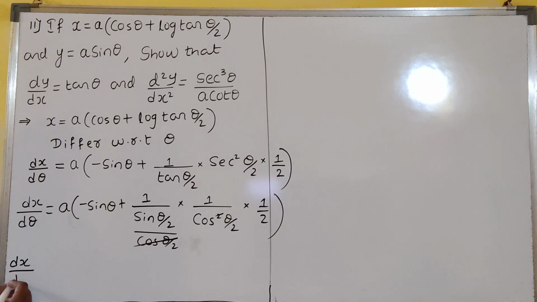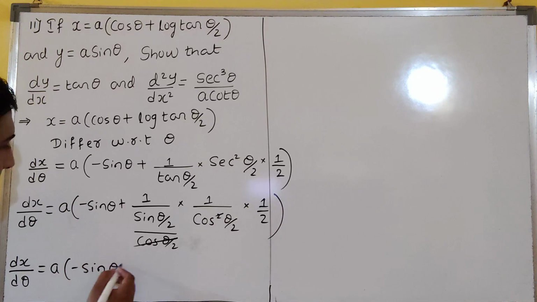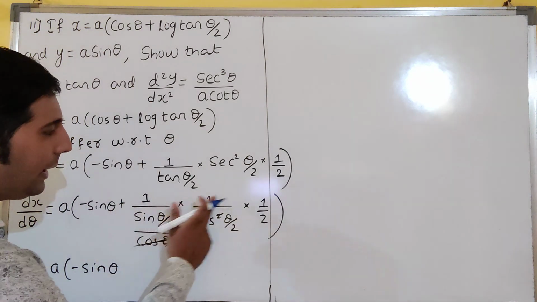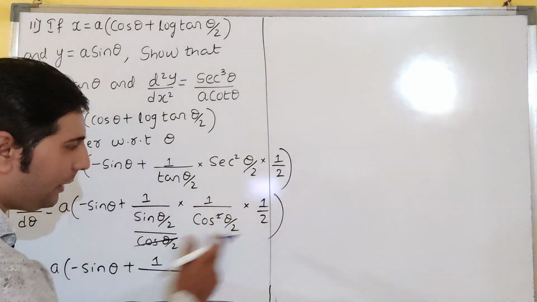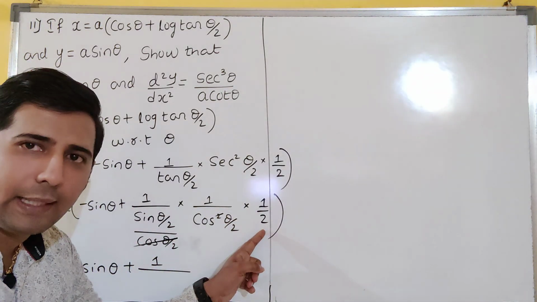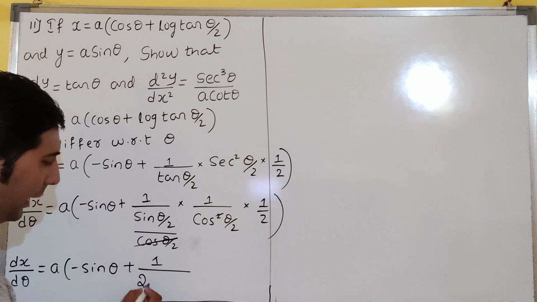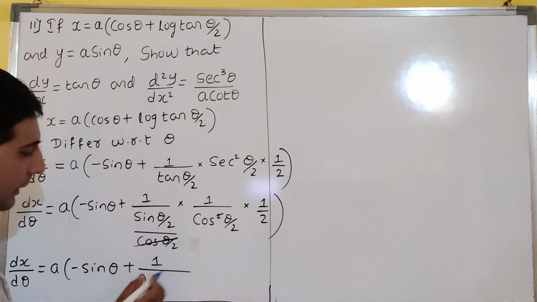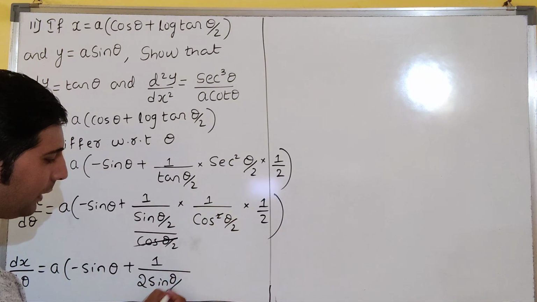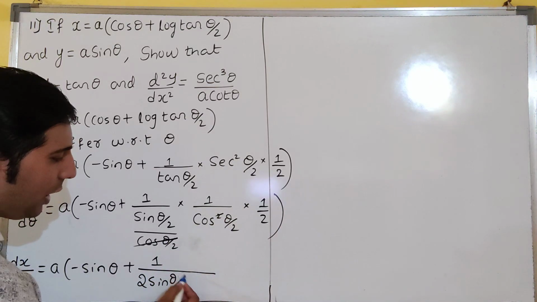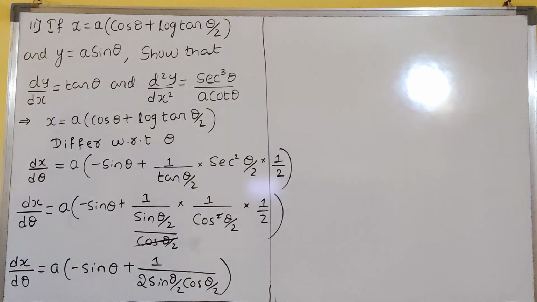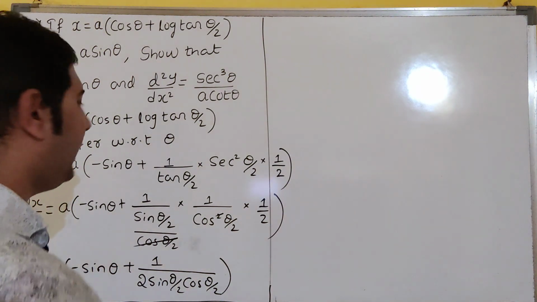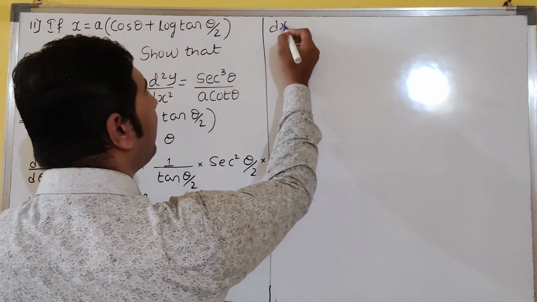So now what is remaining? You see dx by d theta is a into minus sine theta. See, 1 into 1 into 1, 1 only. So this 2 I will bring to the front. See, 2 is here, 2 I will bring to the front. 2 into, what is remaining? Sine theta by 2. And what is remaining? Cos theta by 2. Will you agree, everyone? I hope it is clear. So dx by d theta, we can continue.